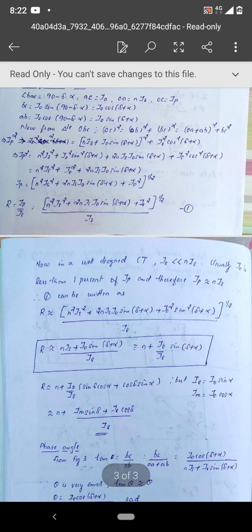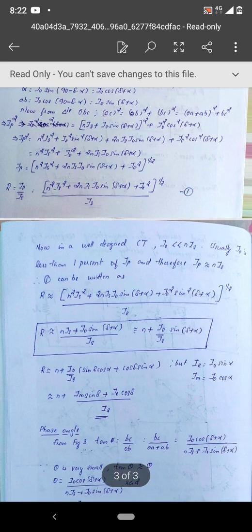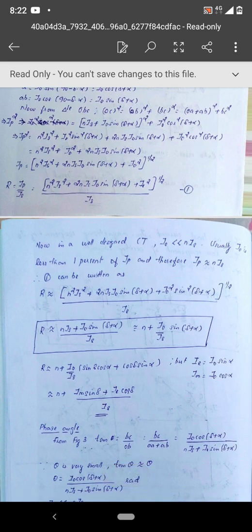Again, if I expand using the sine A plus B equation, you can write that as sine delta cos alpha plus cos delta sine alpha. But from the figure itself, you can see that IE is equal to I naught sine alpha and IM is equal to I naught cos alpha. Substituting that, you can write it as N plus IM sine delta plus IE cos delta divided by IS. So that is the transformation ratio R.